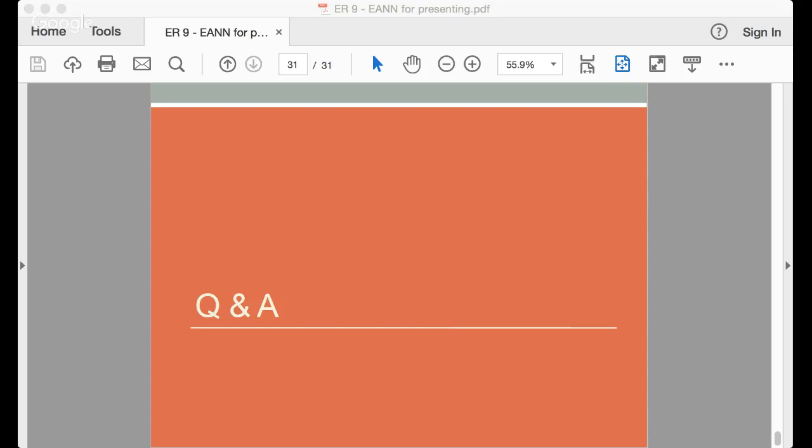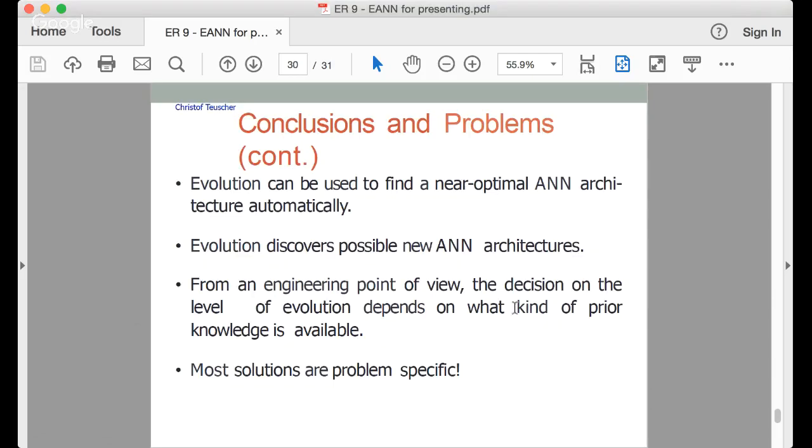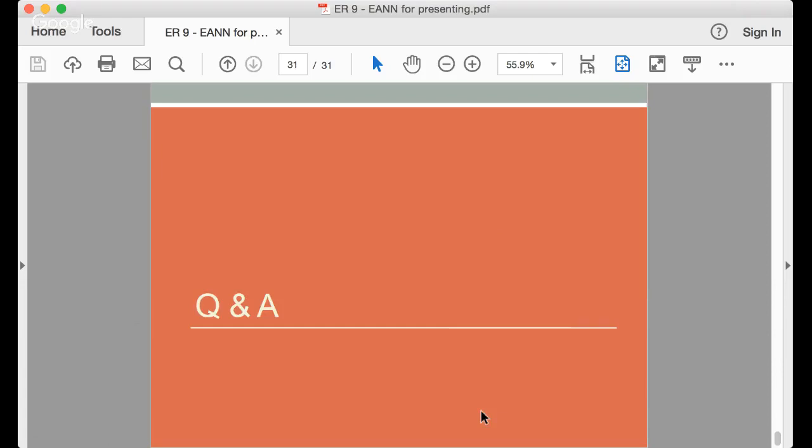So Stefan said, the question of where and when not to apply evolution in an artificial neural network depends on the knowledge of the problem domain. Yes, that's absolutely right. It was mentioned here, it always depends on what kind of prior knowledge is available. Also, the expected results and hardware, as EAs are more computationally expensive. You're absolutely right.